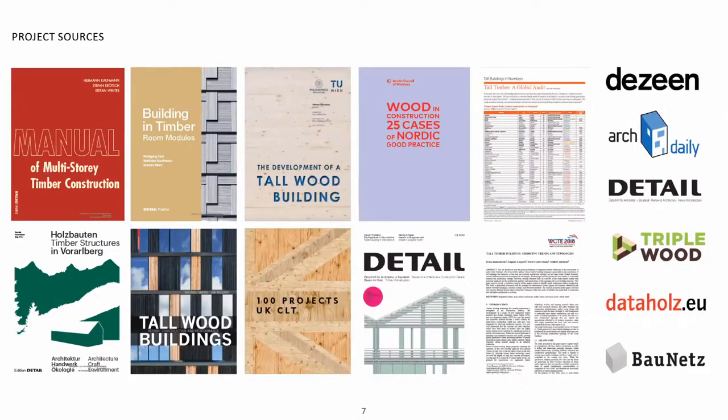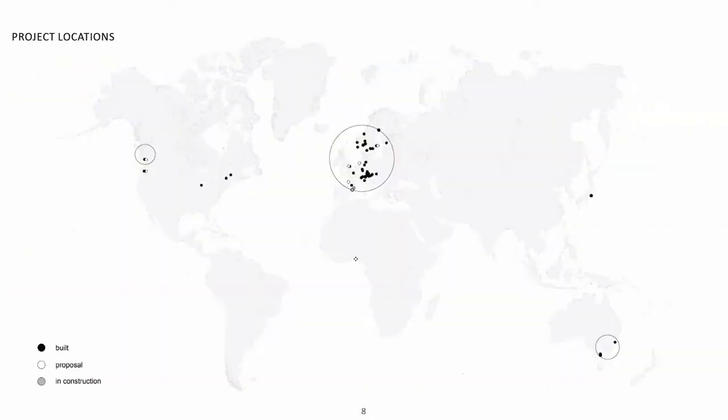And the sources were various. There were a lot of timber manuals, a lot of detailed publications in timber modules or region-specific projects, such as Central Europe or UK, or for example, the Nordic countries, but also some theses and, of course, research papers, as well as the XenArc Daily Detail and other timber building databases, such as Triple Word, Data Holds, Bownets. Because of these sources, also the project locations are quite centered.